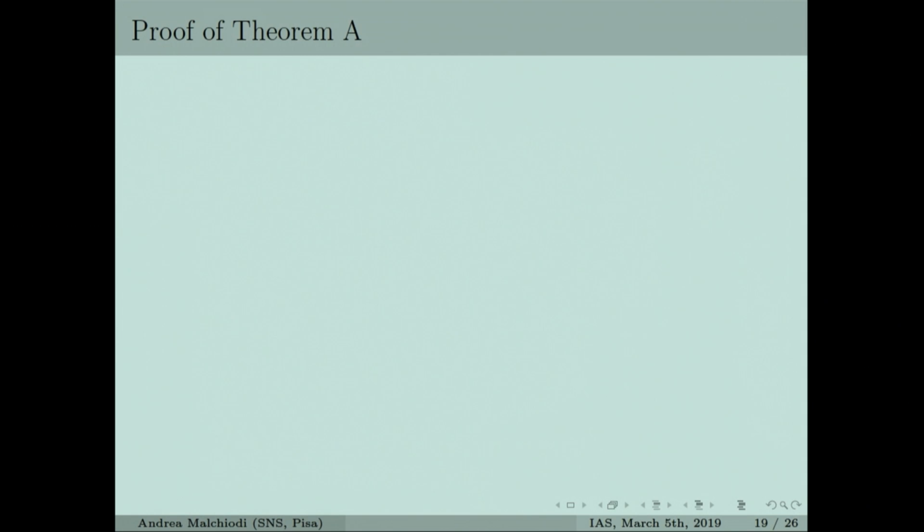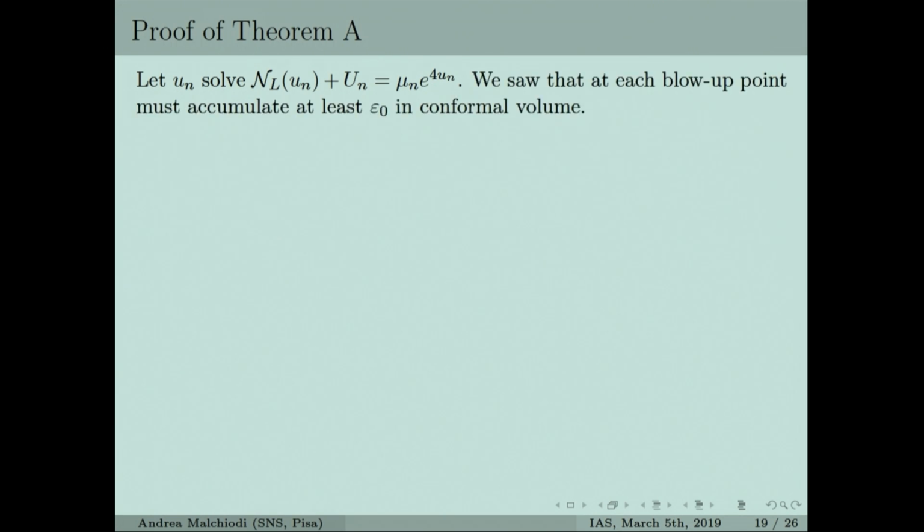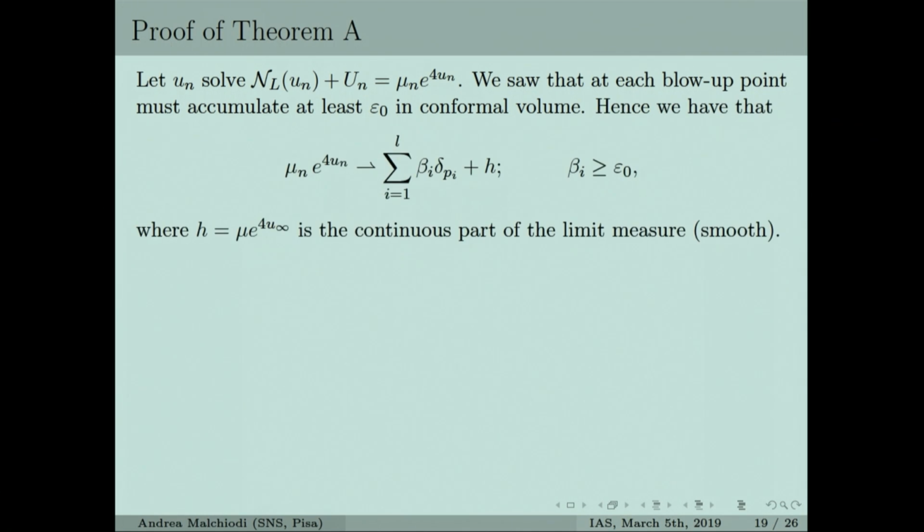Okay, so now an idea about the proof of the theorem. Let me consider a sequence of solutions to these approximate equations. At each blow-up point, as we saw, you must accumulate at least epsilon 0 in conformal volume. So you pass to the weak limit of the conformal volume. You're going to form a finite number of Dirac masses with coefficients beta_i, no less than epsilon 0. And then there could possibly be some continuous part in this measure. And this continuous part must be the exponential of a possible weak limit of your approximate solutions.